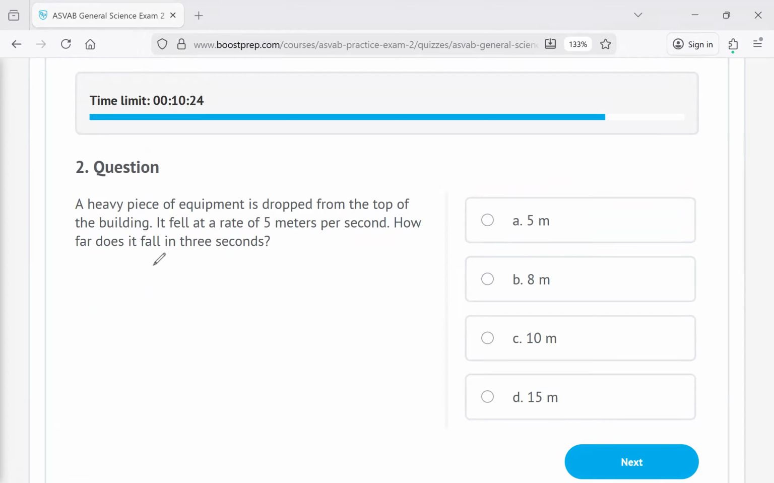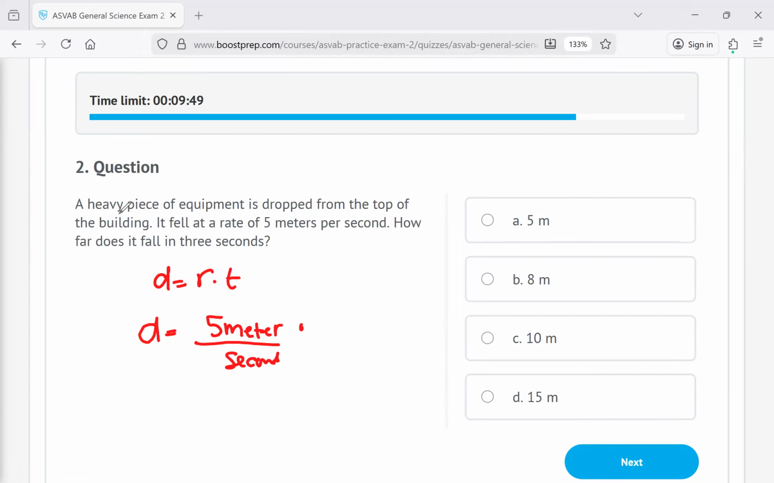A heavy piece of equipment is dropped from the top of a building. It fell at a rate of 5 meters per second. How far does it fall in 3 seconds? So I think they're talking about distance, so we're probably going to use distance equals rate times time. And I think we have everything. It fell at a rate of 5 meters over, because per means over, second.